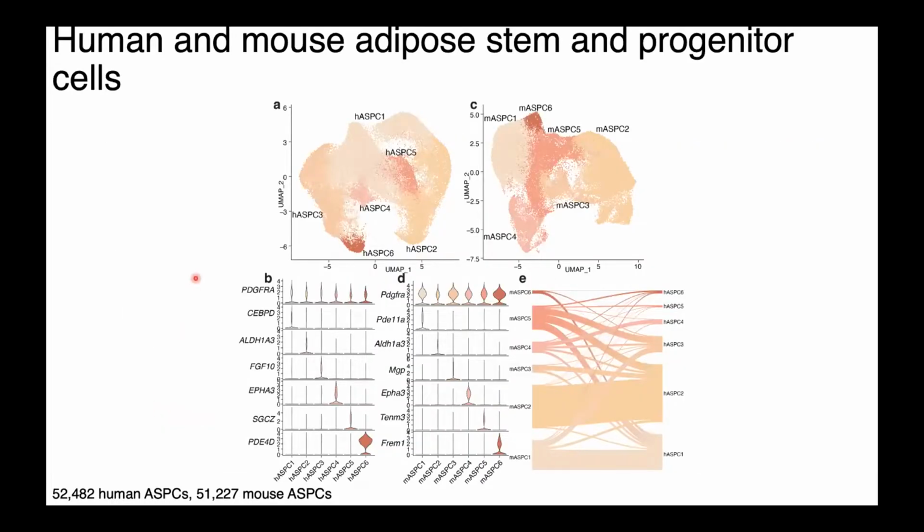Next, we looked at the stem and progenitor cells. Here, you can again see the human and the mouse. We were able to identify a number of populations that were similar, including ASPC1, ASPC2, and ASPC4, which maps to both of these. You can see also, however, that there are definitely some differences that we were able to see in the subclustering that didn't necessarily pop up at the whole cell level between these populations.